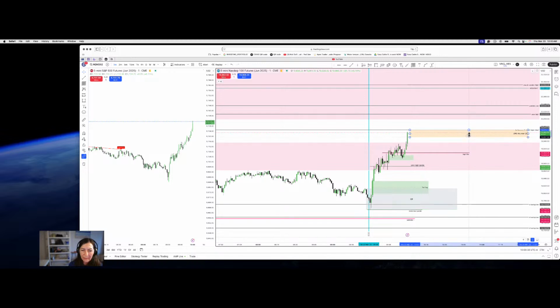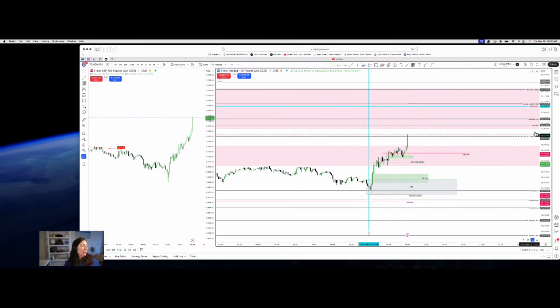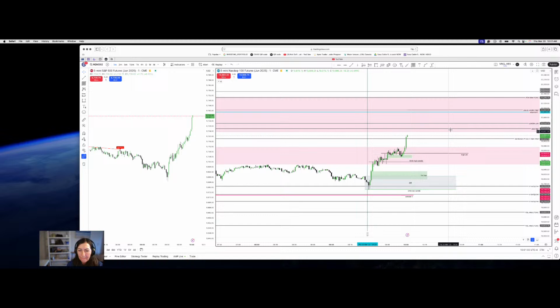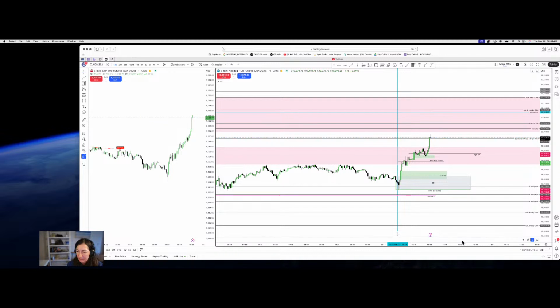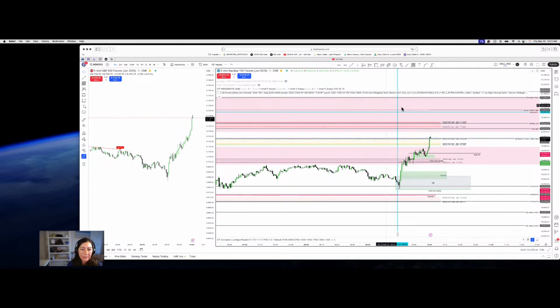Almost finished filling this gap, pretty much. So I'm going to take that off my chart. Price pushing up to this 1 hour CB, moving up towards midnight. New day opening gap. Let's take a look. Yep, so we just filled this.